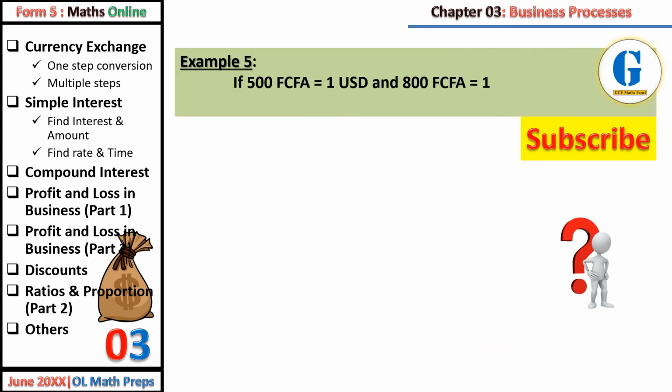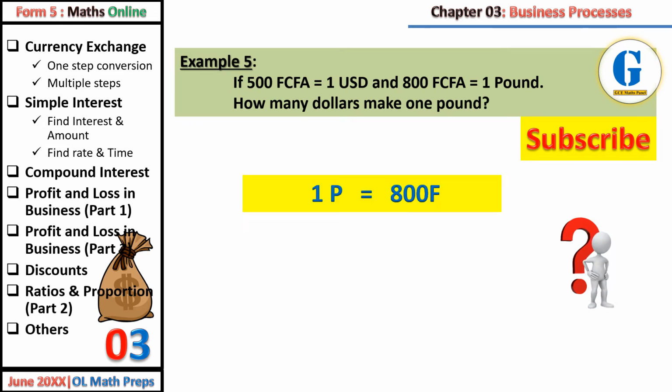And the last example: if 500 francs equals 1 US dollar and 800 francs equals 1 pound, how many dollars make 1 pound? This is a special example. Here, we use all the conversions that have been given. We start with 1 pound because we want to convert 1 pound to US dollars. So we start with that 1 pound. 1 pound equals 800 francs and 1 US dollar equals 500 francs.